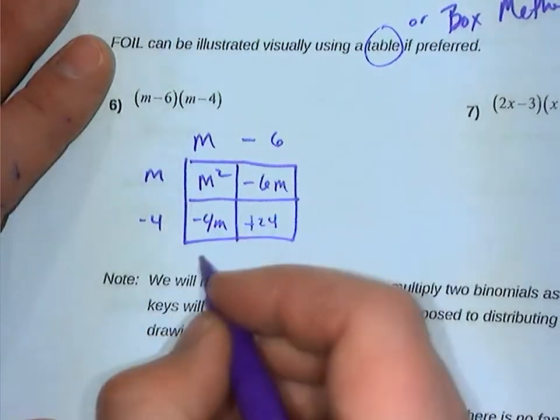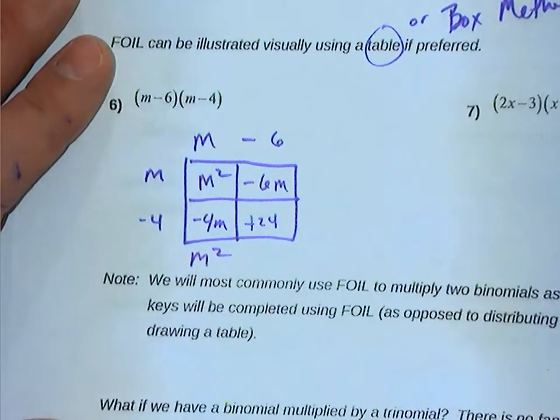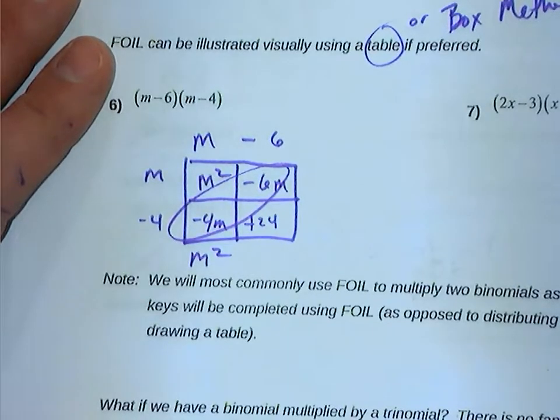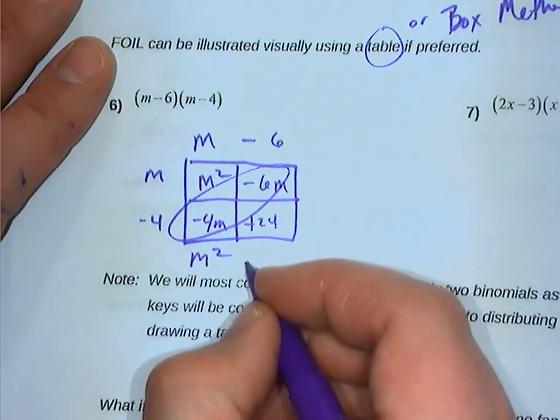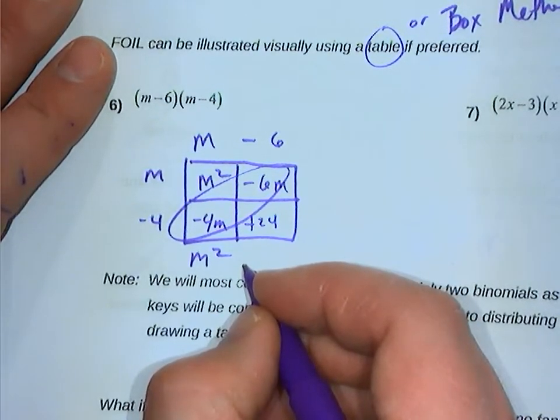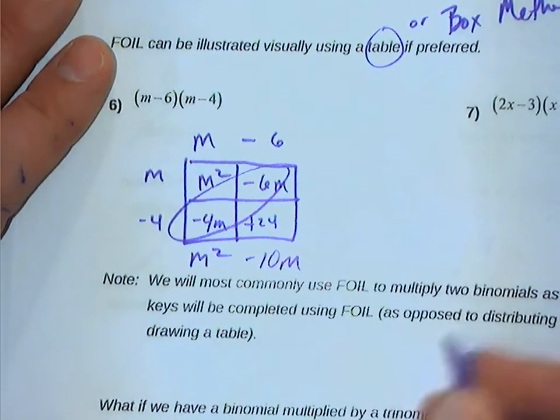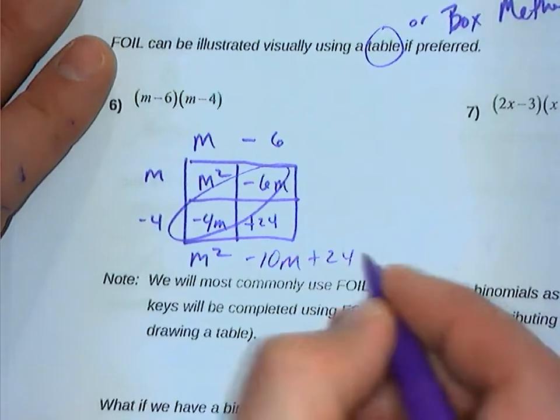My final answer, though, you should write out. I have n squared. In this case, your outers and inners, your diagonal here, can be simplified. You get -6n minus 4n, which is, if you owe me $6 and borrow 4 more bucks, now you owe me $10, so -10n, and then plus 24.